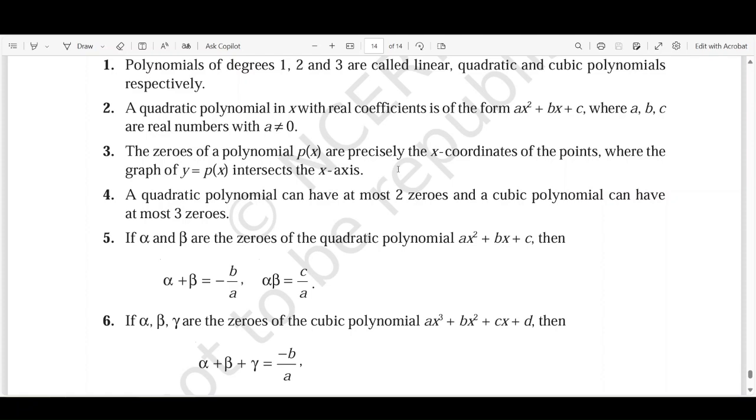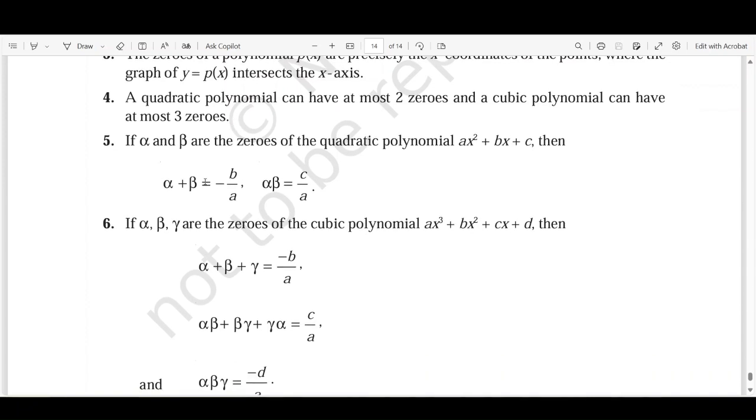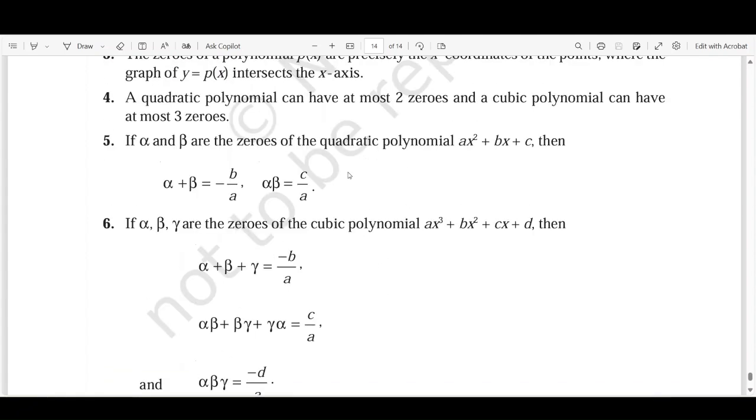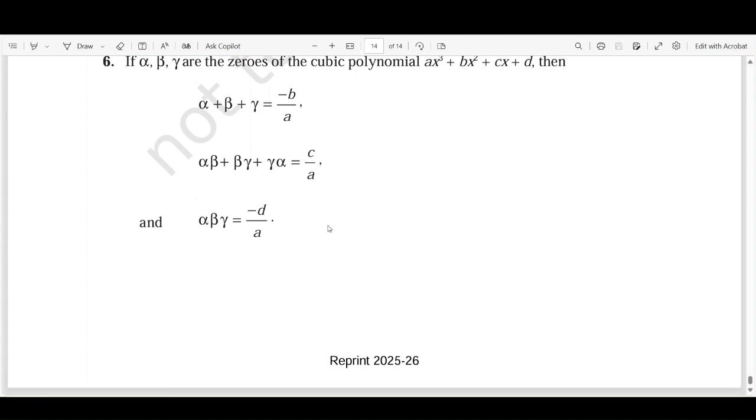And in general, a polynomial of degree n will have at most n zeros, and a quadratic polynomial can have at most 2 zeros, cubic will have at most 3 zeros. So in general we have stated that, and the sum of the zeros of the quadratic polynomial will be equal to minus b by a and product equal to c by a. And they have also given the relations between the zeros of the cubic polynomial. For quadratic we have only 2 conditions, whereas for cubic we have 3 conditions to be remembered. Fine. With this we have completed chapter 2.